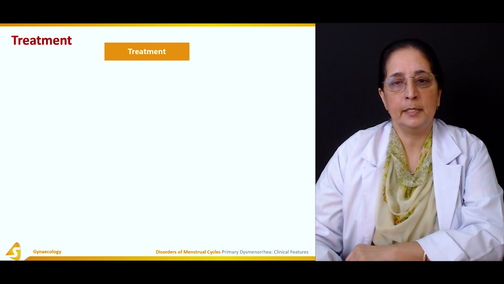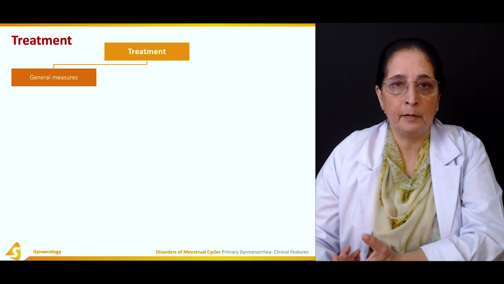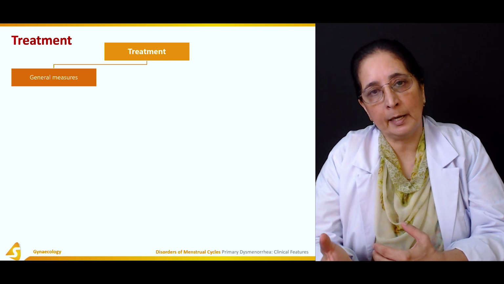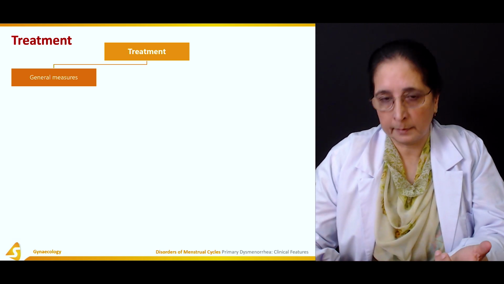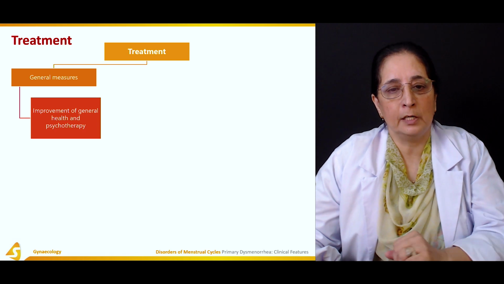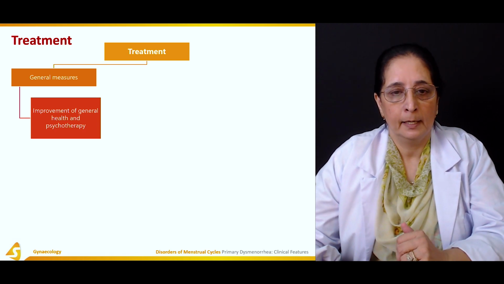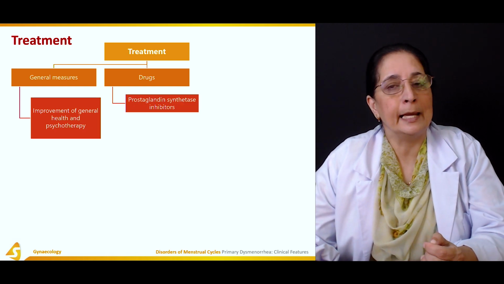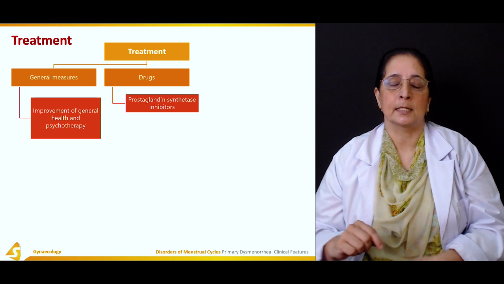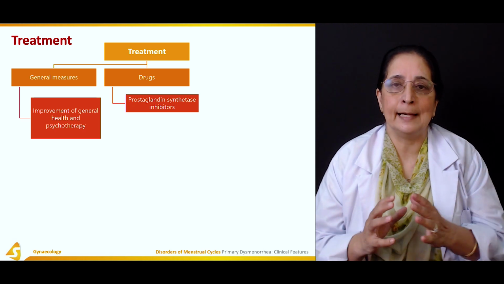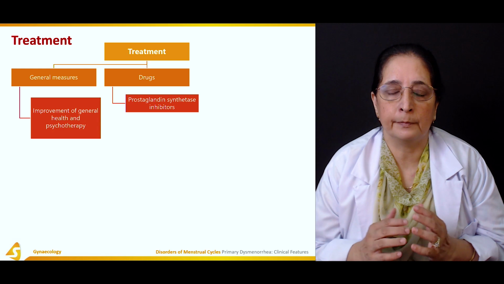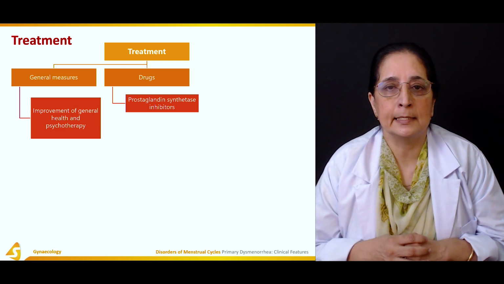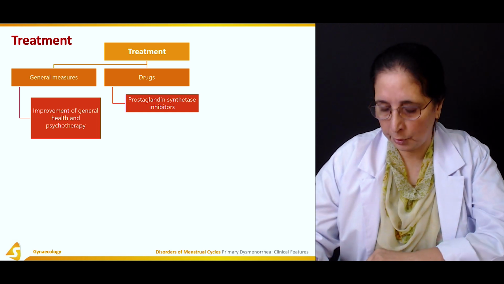Treatment of primary dysmenorrhea: general measures are important. Assurance of the patient that it will get better, and then some improvement of general health and psychotherapy. And then drugs are sometimes used, like prostaglandin synthetase inhibitors. As I mentioned, prostaglandin is the main factor that leads to pain. So prostaglandin synthetase inhibitors are used.